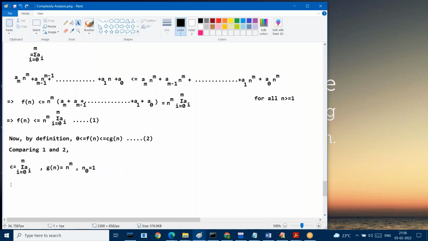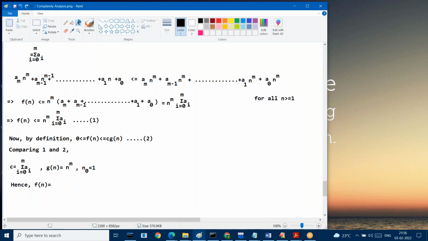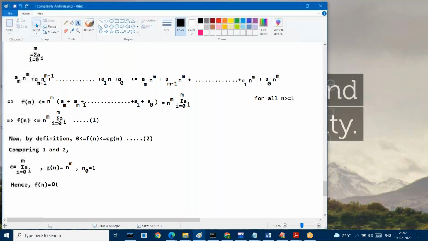Done. Therefore, what is there? Nothing. F of n, it's already proved now. 0 less or equal to fn less or equal to cgn, proved. Everything is done. Hence, whenever this relation holds, what you say? Fn is equal to big O of gn. So now fn is equal to big O of gn. Who is your gn, sir? N to the power m. That is my gn.